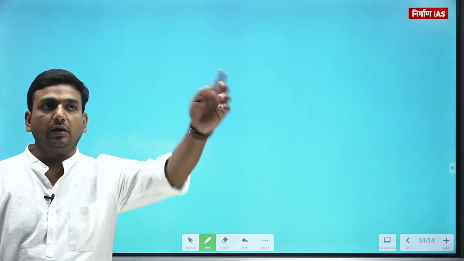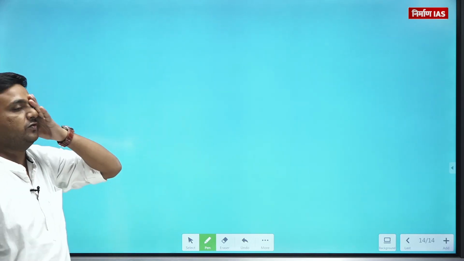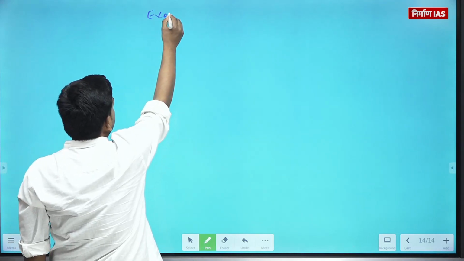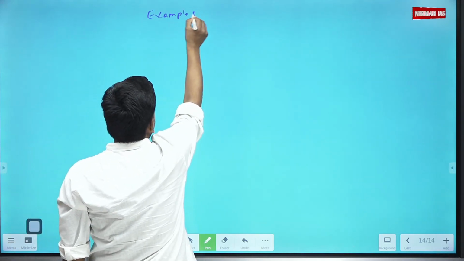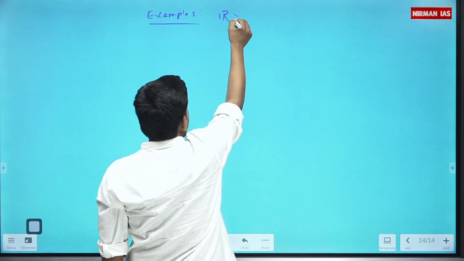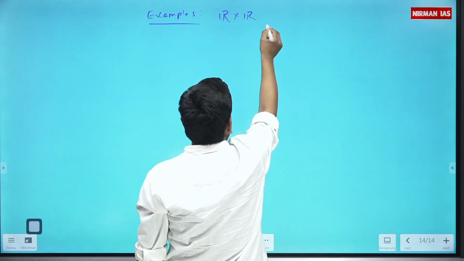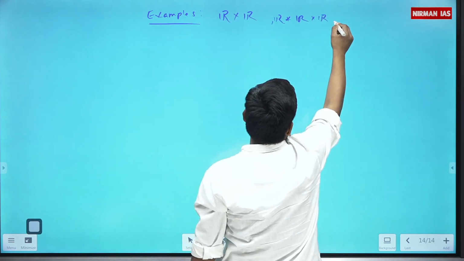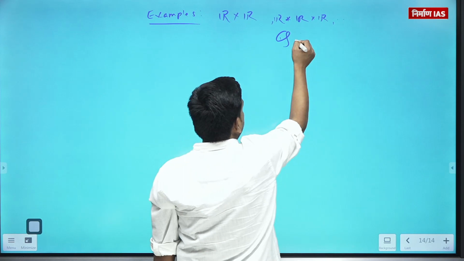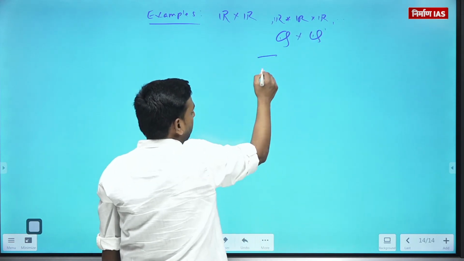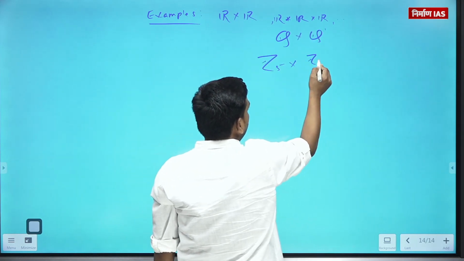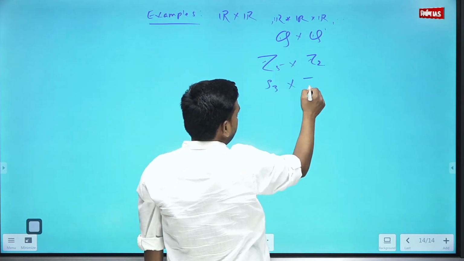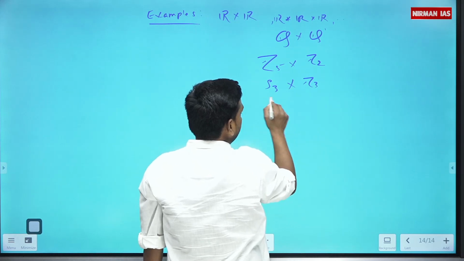So for G1 cross G2 type of things, examples you can consider, no problem. You can talk about R cross R, or you can talk about R cross R cross R. Okay. Q cross Q you can talk. You can talk about Z5 cross Z2. You can talk about S3 cross Z2. Getting?